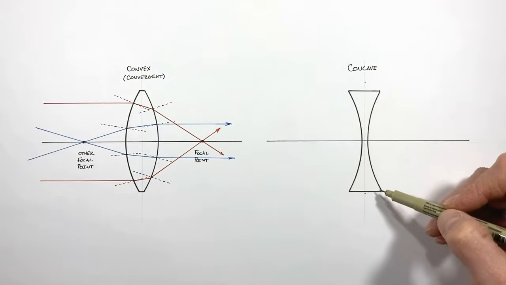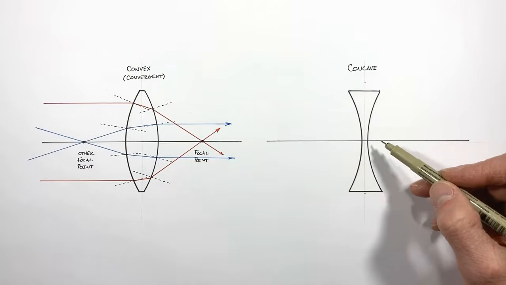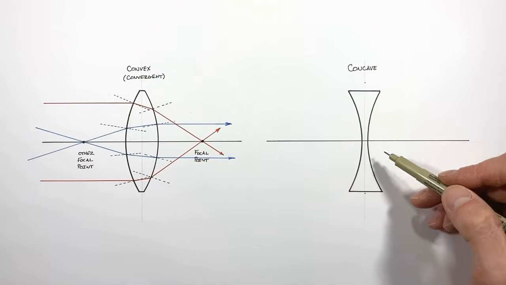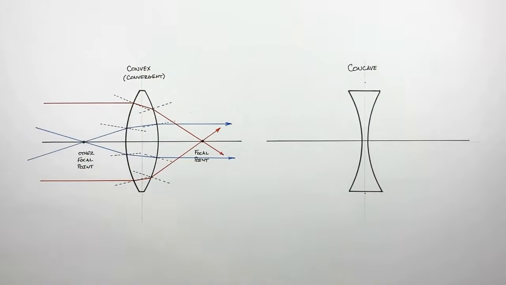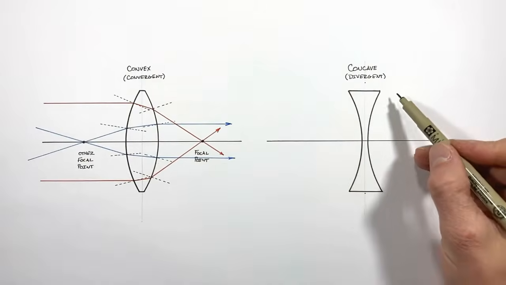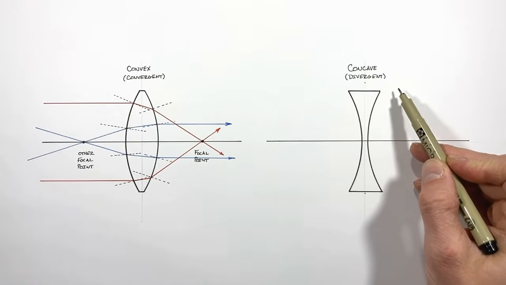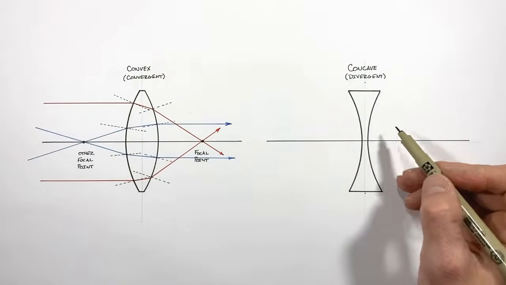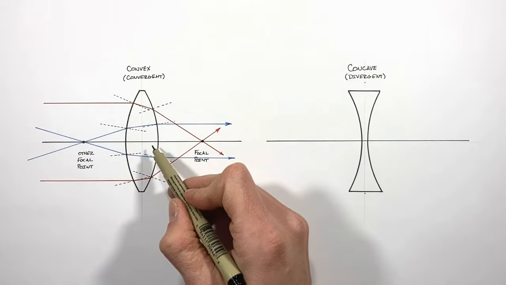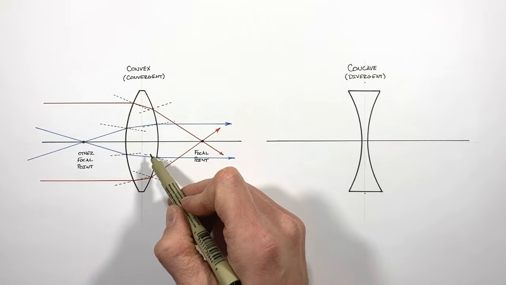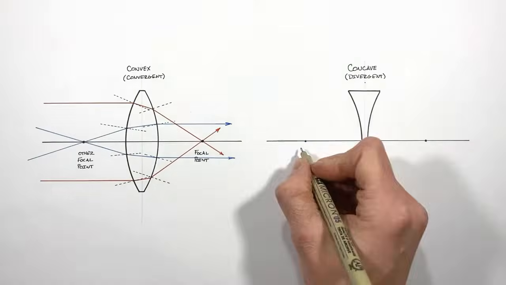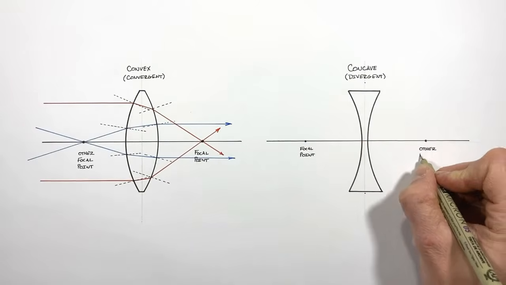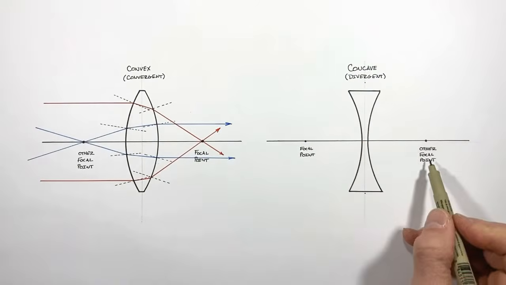Now, a concave lens also causes light to refract, but a concave lens is what we call a divergent lens, meaning it makes the light spread out. Really, it does the opposite of a convex lens. Now, a concave lens, just like a convex lens, still has two focal points. But those two focal points are reversed.